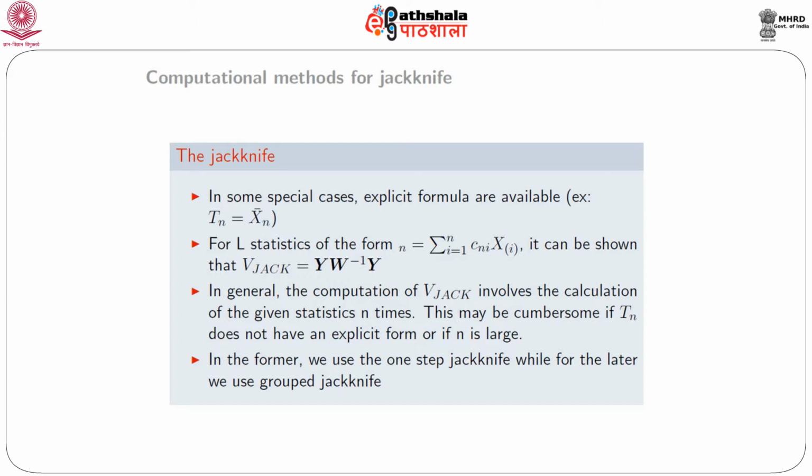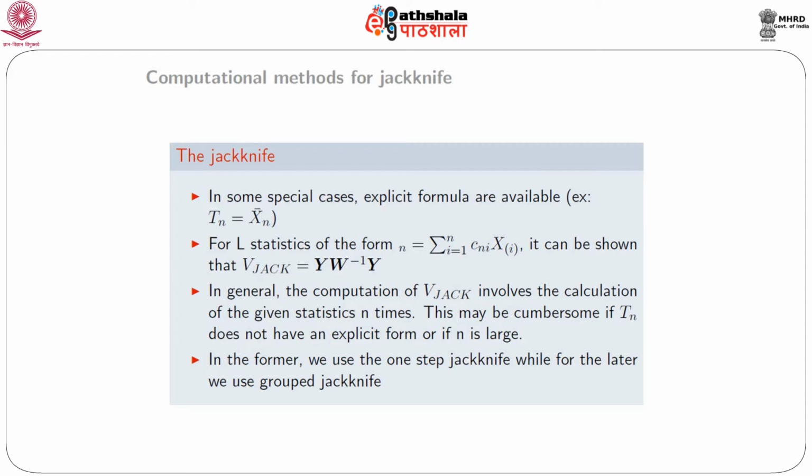Now, there can be cases where explicit formulas are available for complicated statistics. For example, if we take the L statistics, it can be shown that the L statistics has the form Tn equals the sum over i from 1 to n of c_{n,i} times X_(i), the order statistics. It can be shown that the jackknife variance has the formula y transpose W y, where y is the vector of order statistics X_(1) to X_(n) transpose, and W is an n cross n matrix with elements W_ij, where W_ij is of the form given below. Now, using this form, we can compute V_Jack.